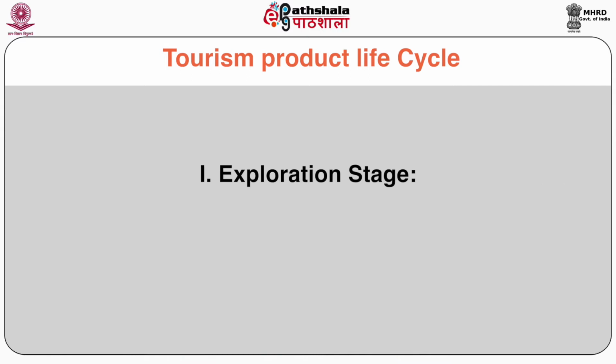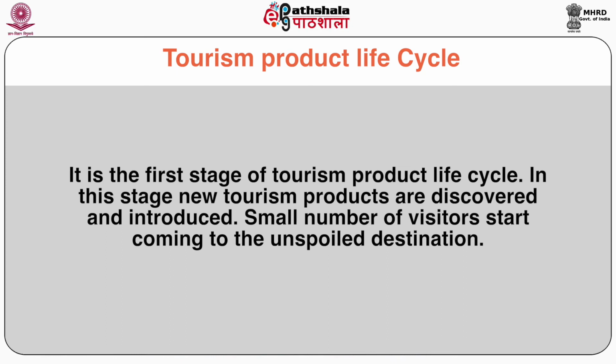The first one is the exploration stage. It is the first stage of the tourism product life cycle. In this stage, new tourism products are discovered and introduced. A small number of visitors start coming to the unspoiled destination. Mostly, they are adventure seekers and nature lovers who start traveling to the unexplored destination with the aim to experience different types of activities and adventure. Tourists who are searching for variety in their vacation may find places which are special on the basis of their natural beauty, traditions, history, landscape and culture.